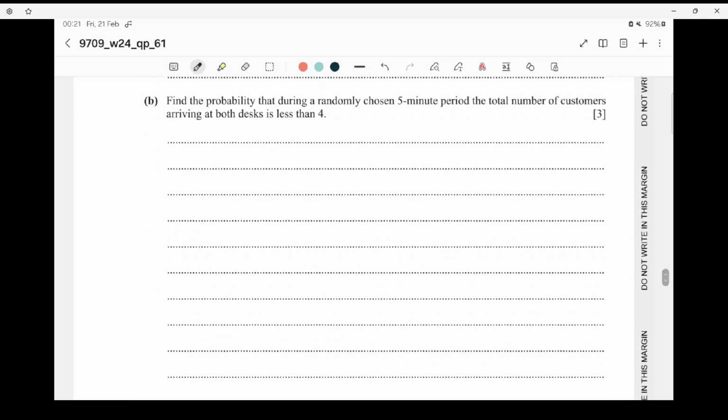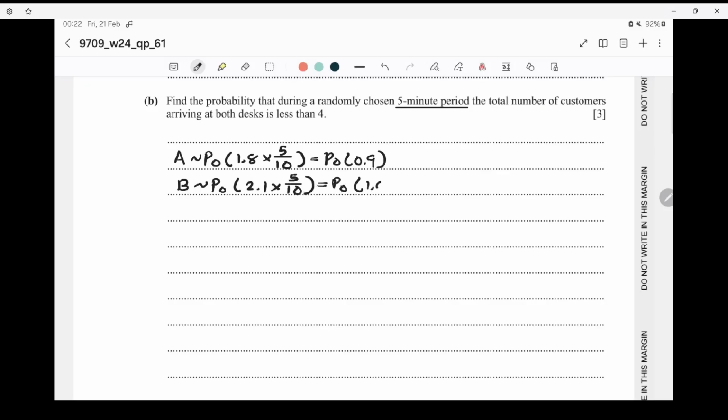Find the probability that in a randomly chosen 5 minutes, the total number of customers is less than 4. So this time you need to convert your A and B accordingly. So A is Po(0.9). Your B is 2.1 times 5 divided by 10. So this is Po(1.05).